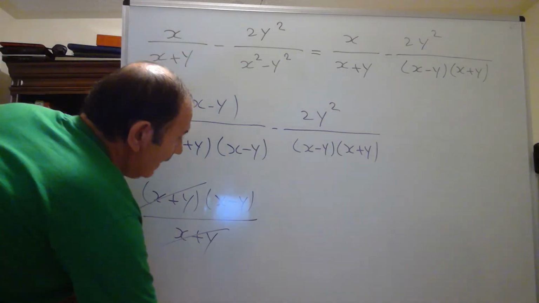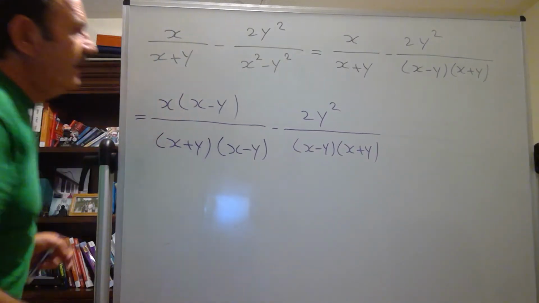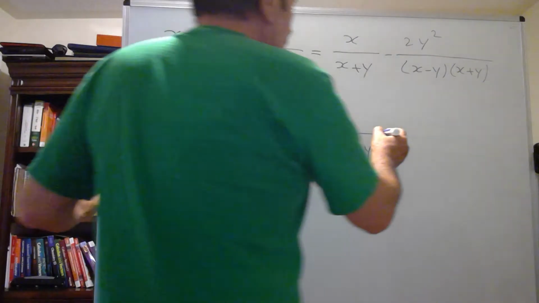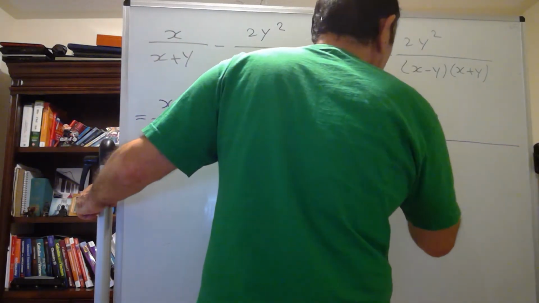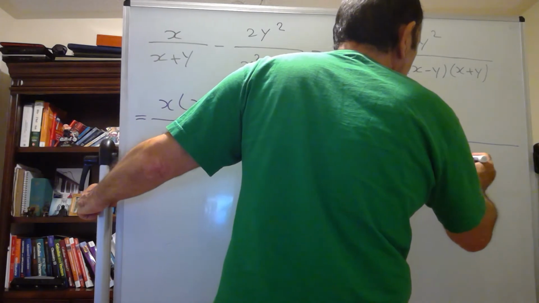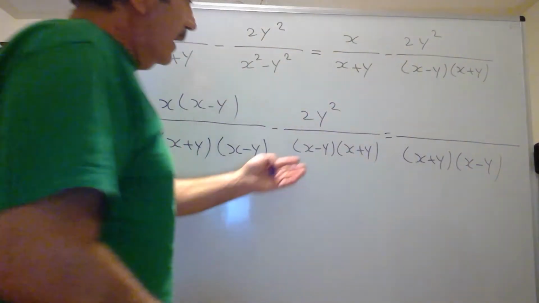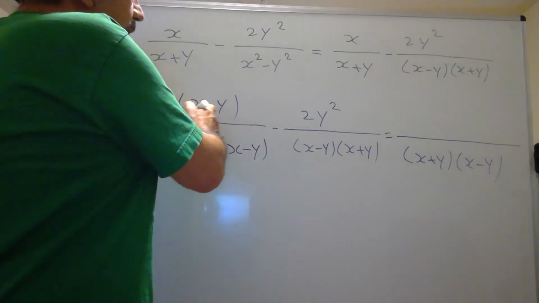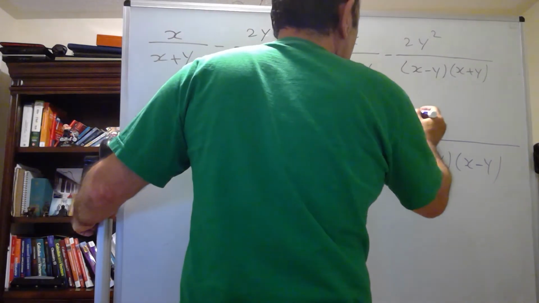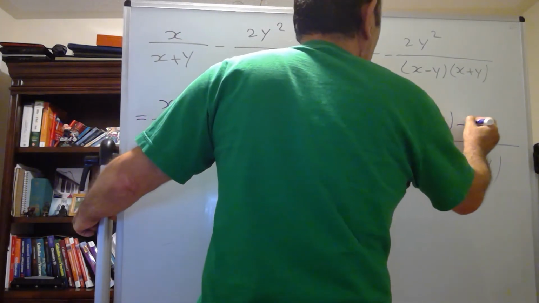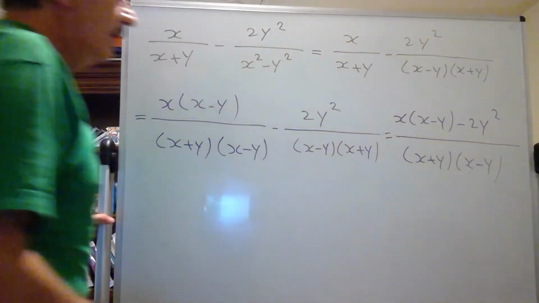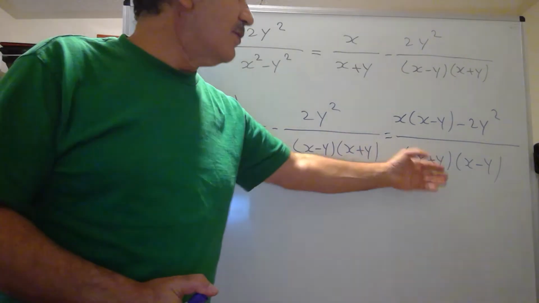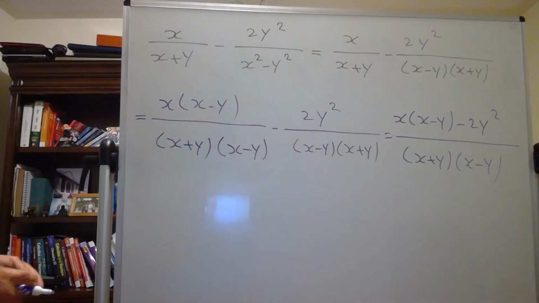Now, we have the same denominator. Just write the same denominator and do the algebraic addition of the numerators. It doesn't matter which order I write x plus y and x minus y. So for the top, it's going to be x times x minus y, minus 2y squared. Right now, expand the top and simplify. I'm not multiplying the denominator because maybe I'll be able to cancel.